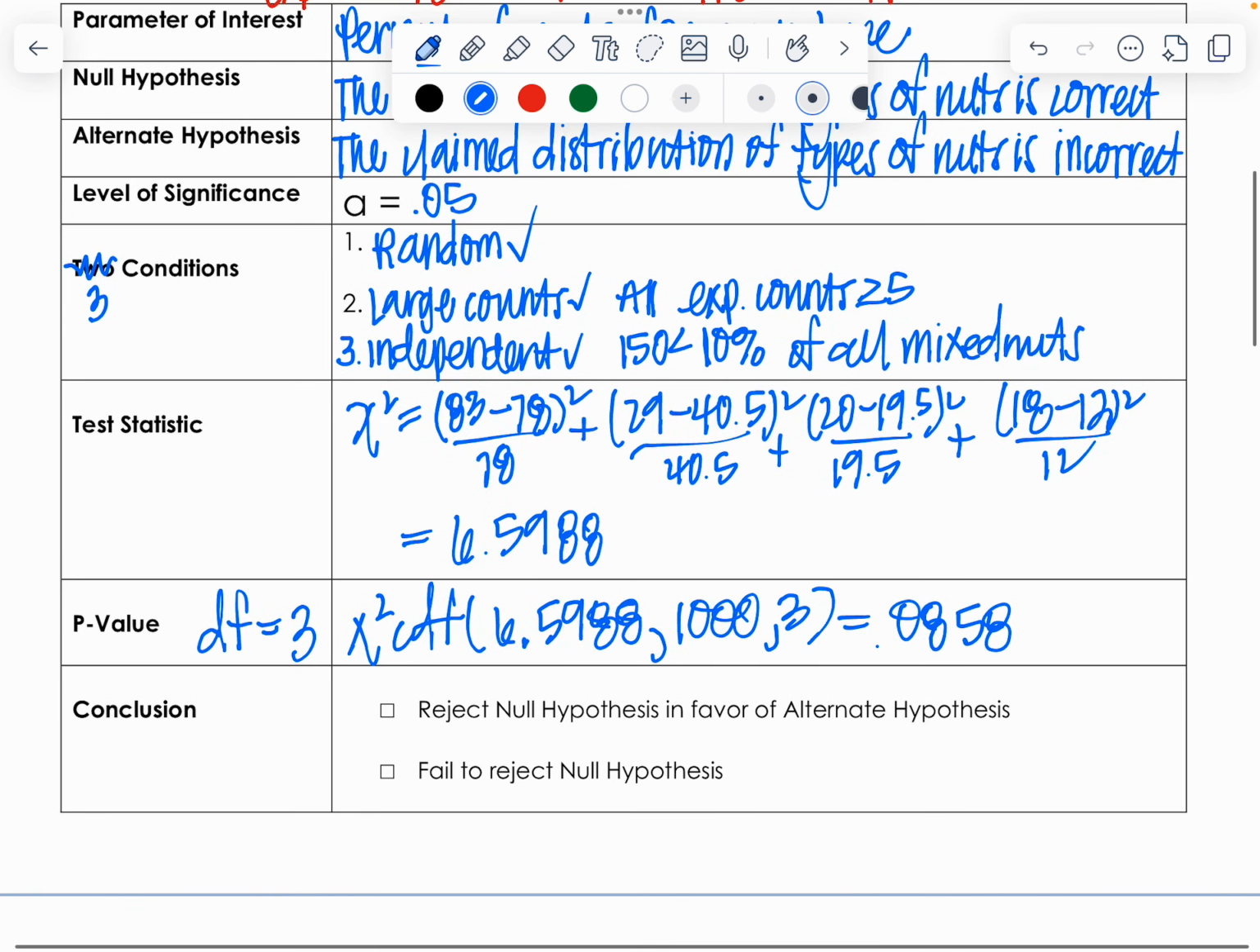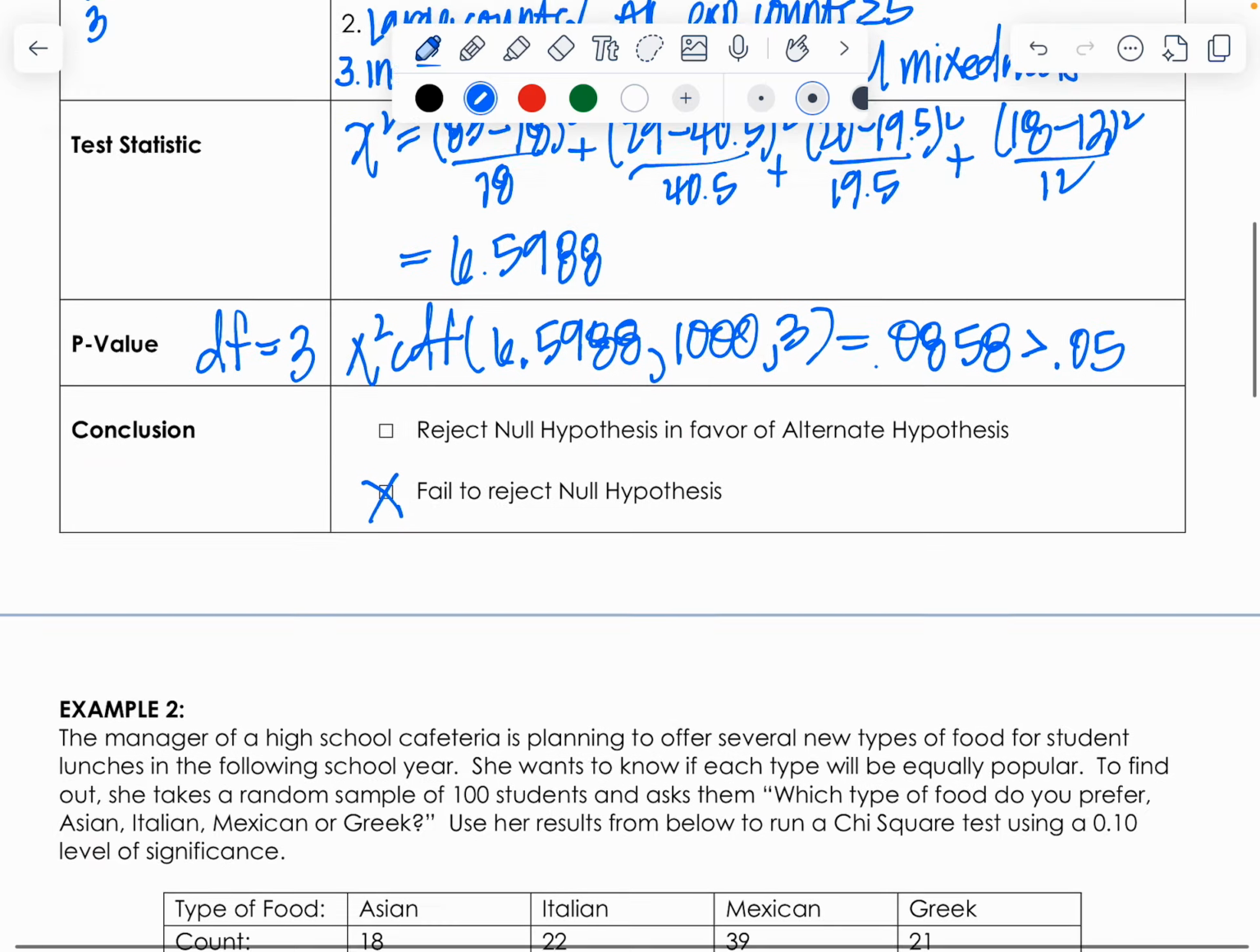All right, and now that is greater than our level of significance, 0.05. So we fail to reject. So that says we do not have enough evidence to say that their claimed breakdown of each type of nut is incorrect. All right, so we have an inconclusive test. Maybe we would rerun it or find new samples to test.